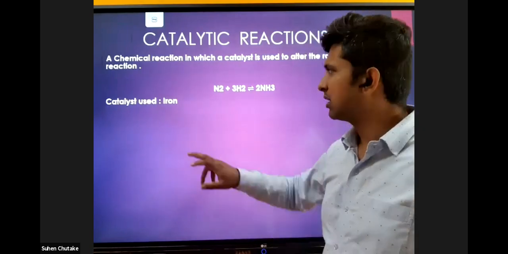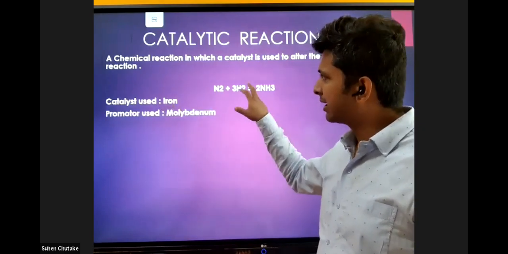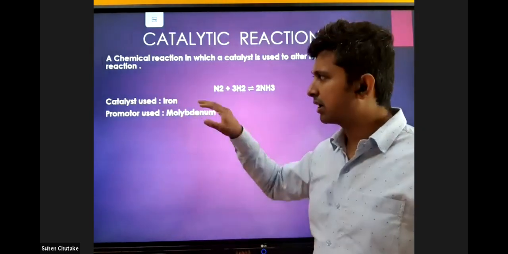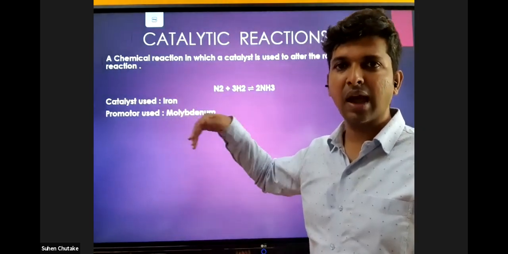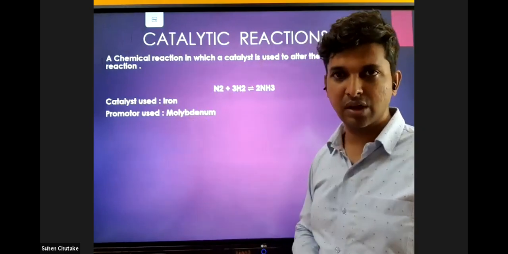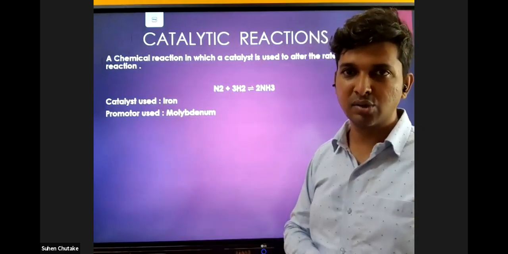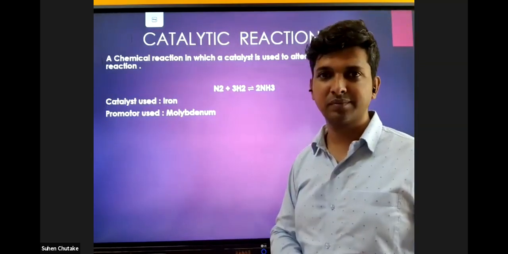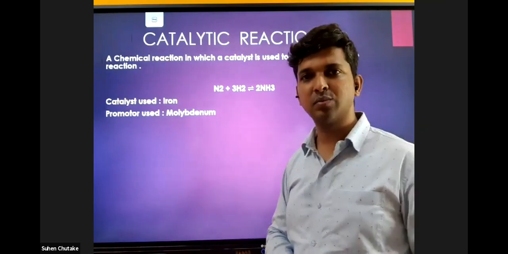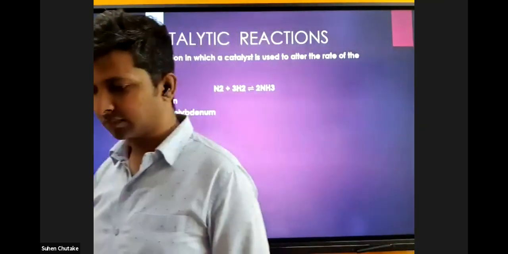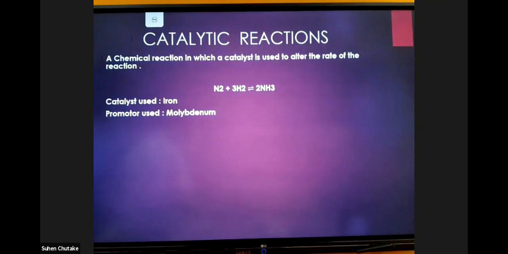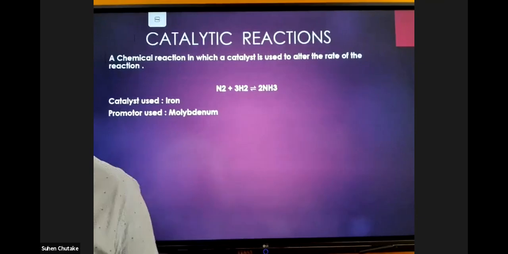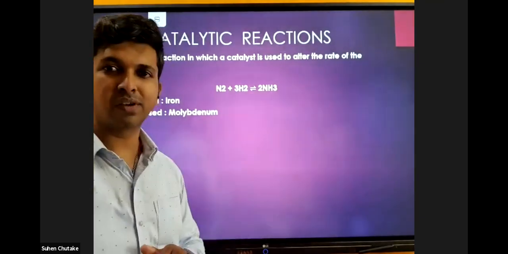Not consumed meaning what? See, if I add iron over here, the nitrogen and hydrogen will interact on the surface of iron. But if I have added 5 kg of iron in the beginning, at the end of the reaction also I'll get back 5 kg. So my iron is not getting consumed, right? What is happening instead? It is only allowing the reactants to interact on its surface and increasing the speed of reaction.